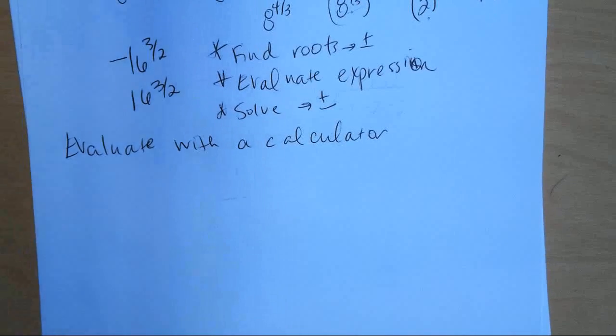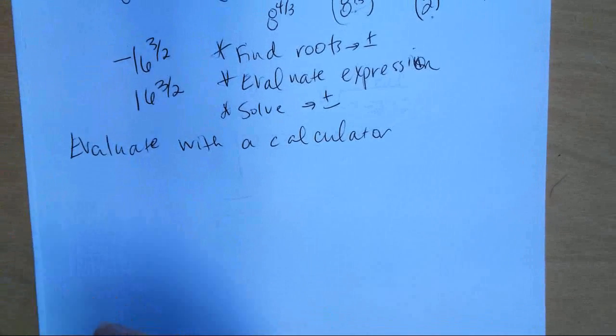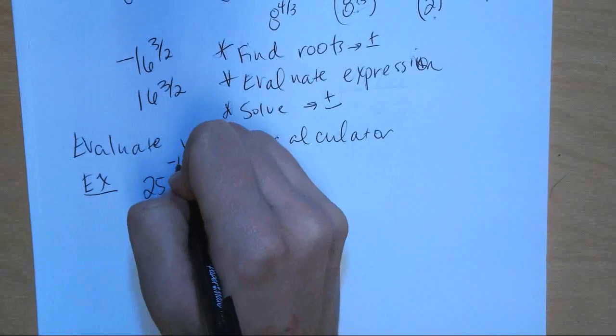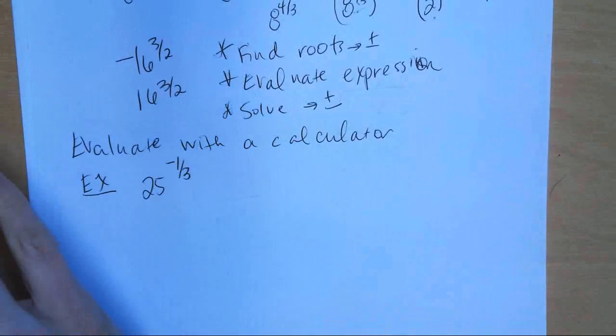Example. 25 to the negative 1/3. You can go ahead and get your calculator out. You can use that.